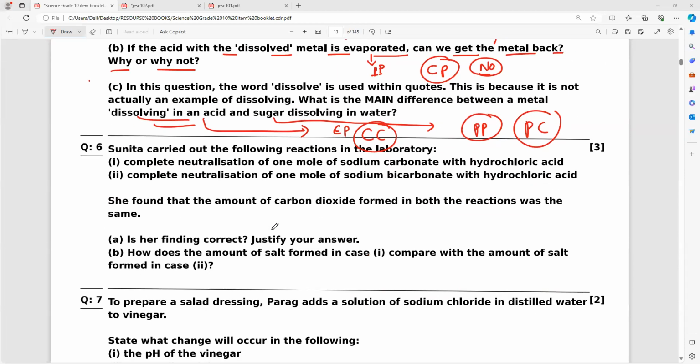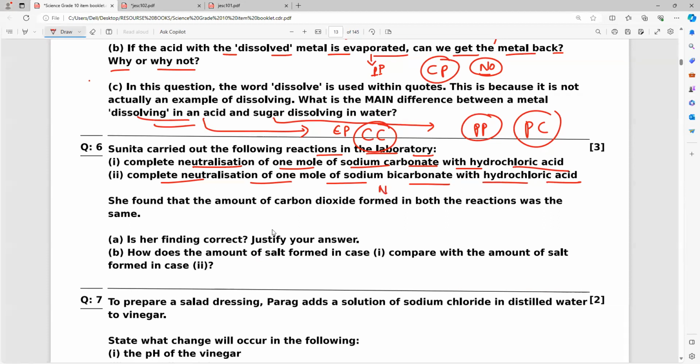So next question. Sunita carried out the following reactions in the laboratory. Complete neutralization of 1 mole of sodium carbonate with hydrochloric acid, and complete neutralization of 1 mole of sodium bicarbonate with hydrochloric acid.